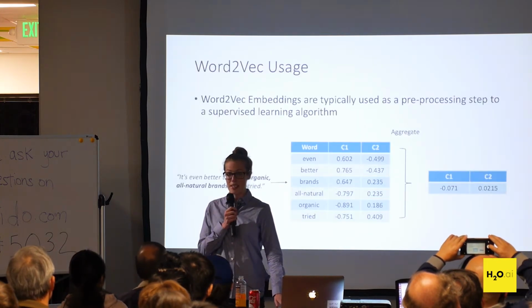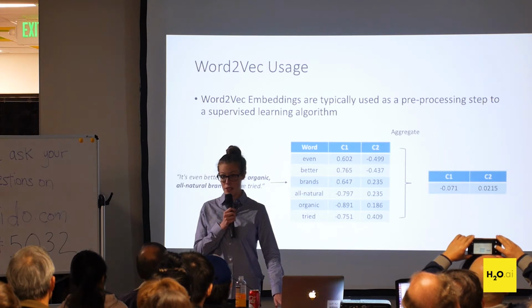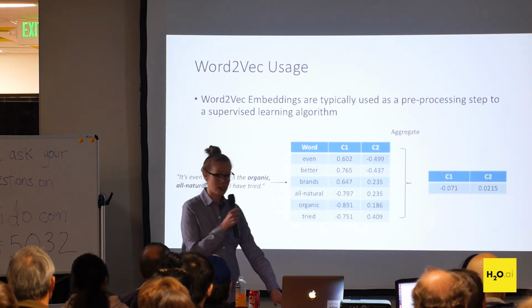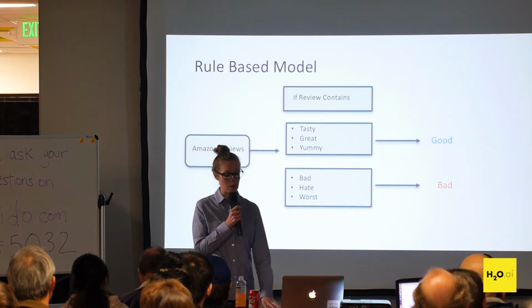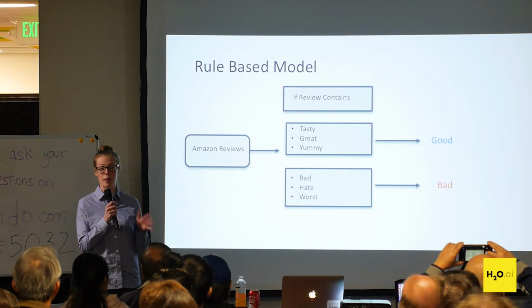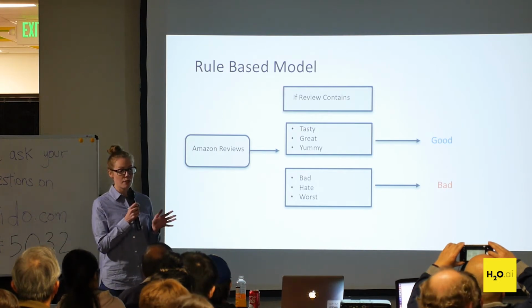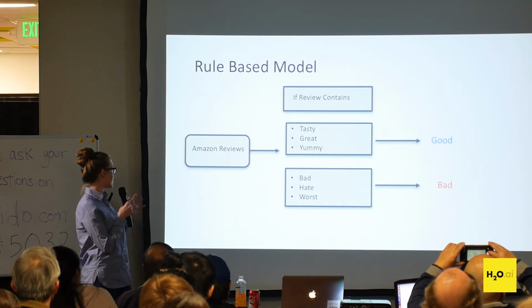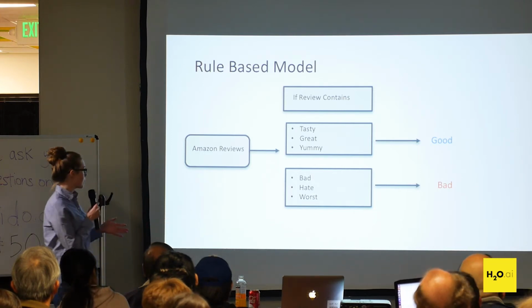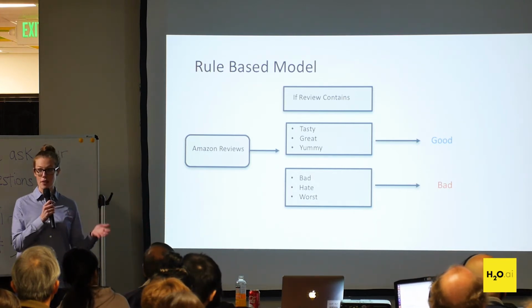Now our end goal, again, is going to be to predict positive or negative reviews. So this is just a supervised learning problem, and we're going to use Word2Vec as a pre-processing step. Okay. We could technically make a rule-based model and say, if the review contains tasty, great, yummy, it's a good review because it's food. If it says bad, hate, worst, it's going to be a bad review.